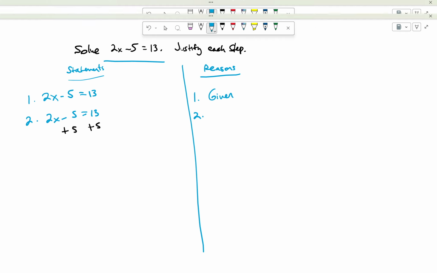Why can we do that? Well, what operation did you just perform? This is the addition property. So again, this is the what, this is the why, okay? This is show your work, this is explain your work, okay? That's how this works. And that's it.